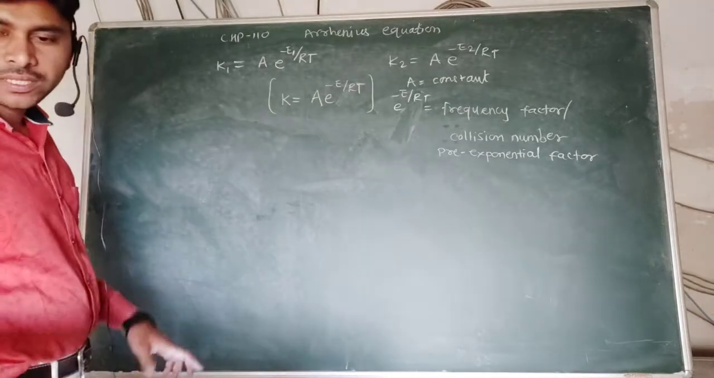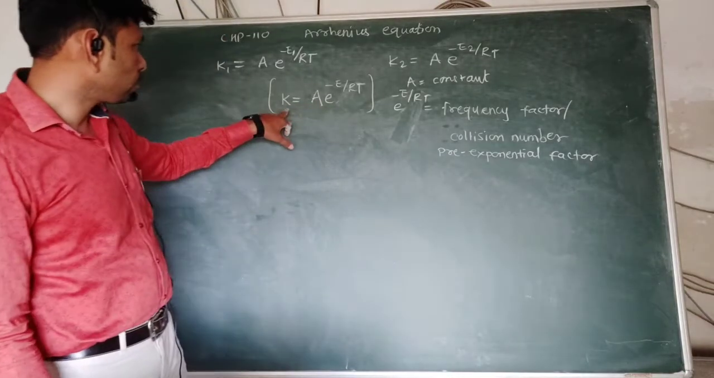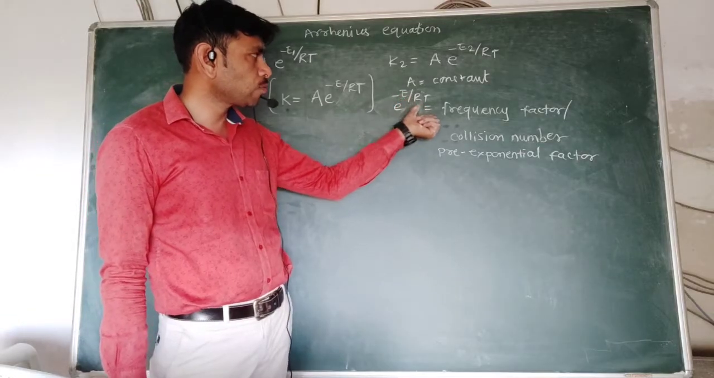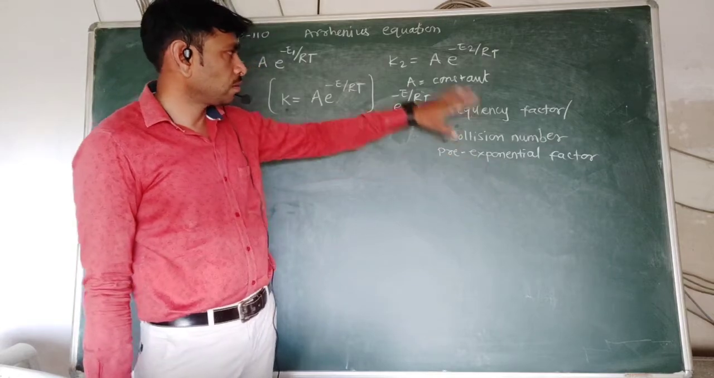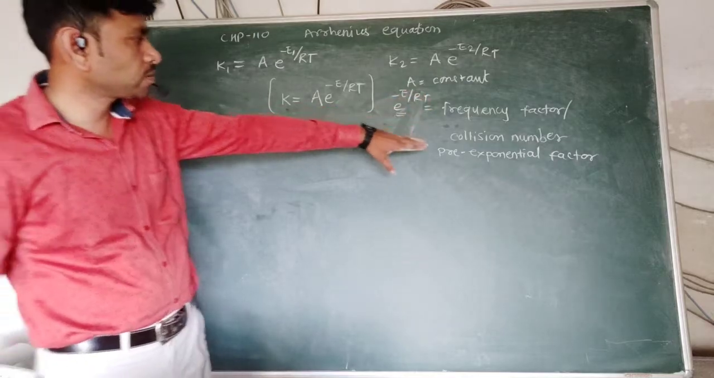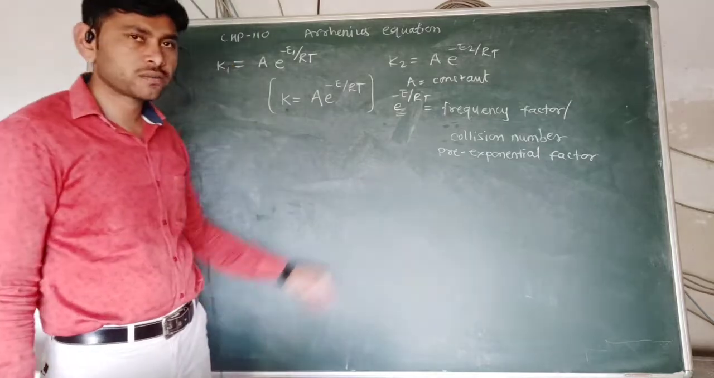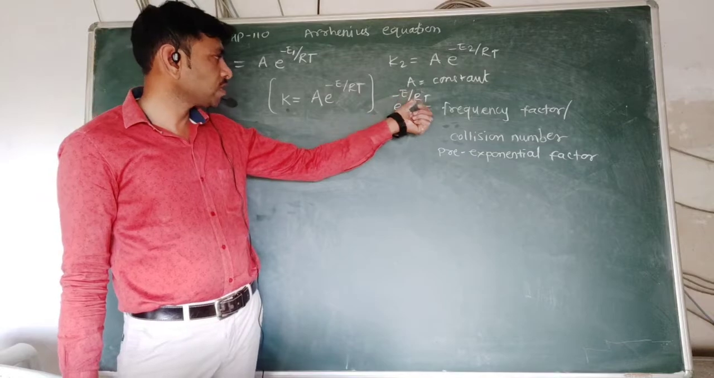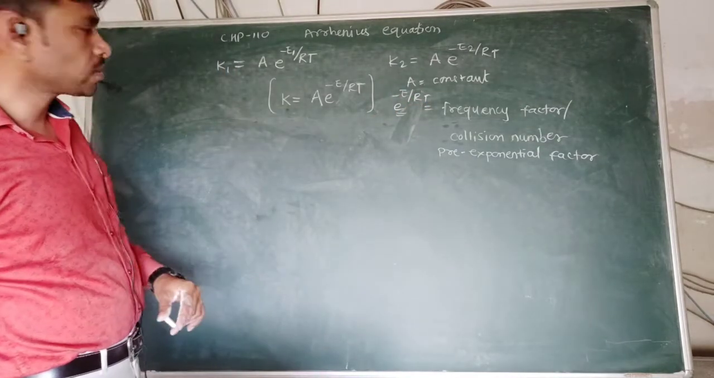Now the Arrhenius equation is here, where A is the constant, and e raised to minus E upon RT is the frequency factor, collision number, or pre-exponential factor. We have to remember this factor. Sometimes in the question paper the collision number is given, or frequency factor is given, or it may be named pre-exponential factor. So e raised to minus E upon RT represents the pre-exponential factor. This is one form of the Arrhenius equation.